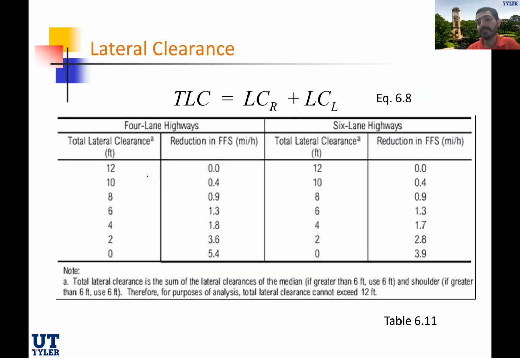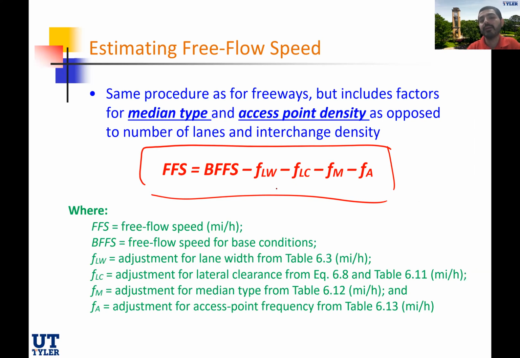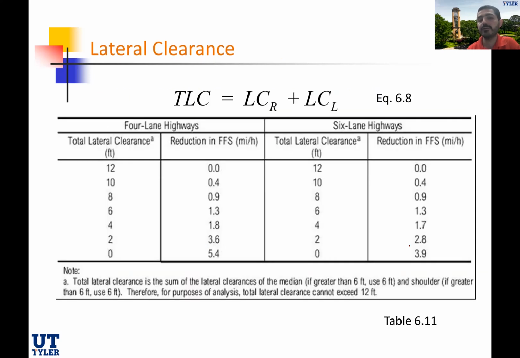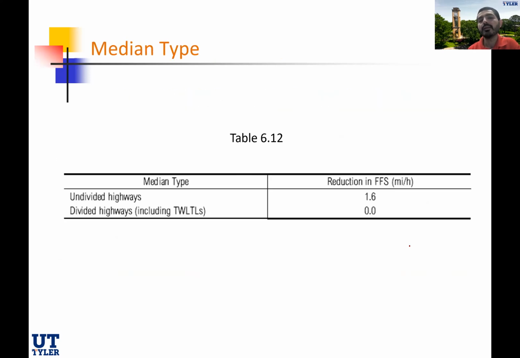There are some tables here specifically designed for multi-lane highways, but some of them are shared between multi-lane highways and freeways. For example, FLW, as you could notice here, is the same table 6.3 used for freeways. FLC is different though. FLC, lateral clearance, now uses table 6.11, which is very unique to multi-lane highways, way different than freeways. Table 6.12 was a new one also, for undivided highways versus divided highways, whether we have a median or not. That was not even the case for freeways.